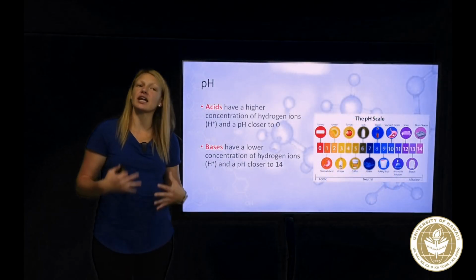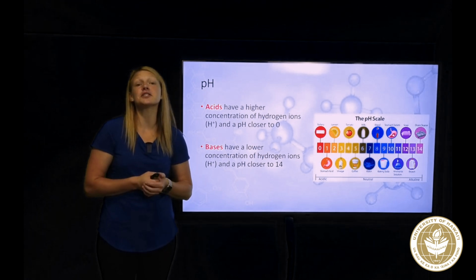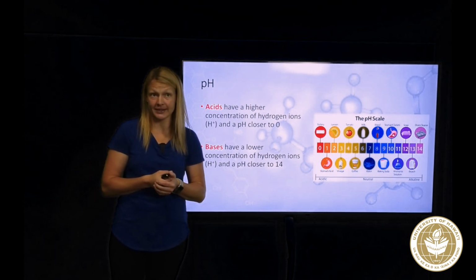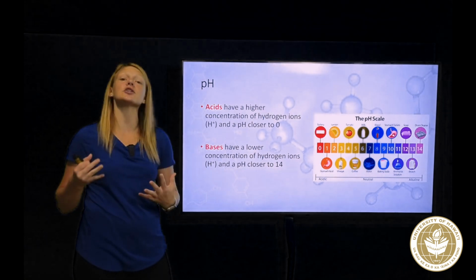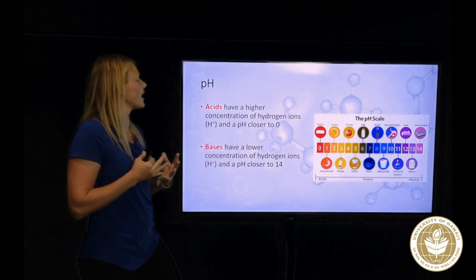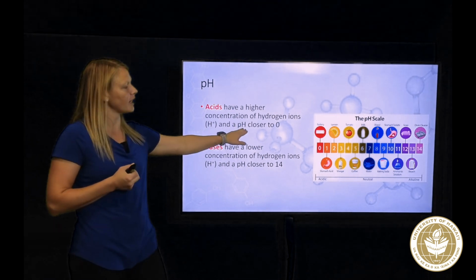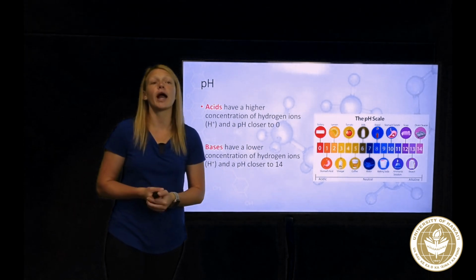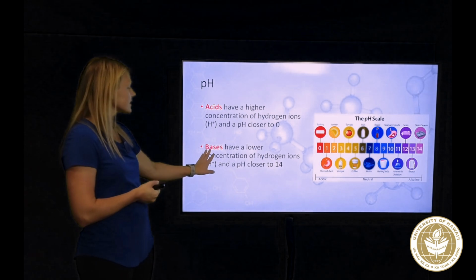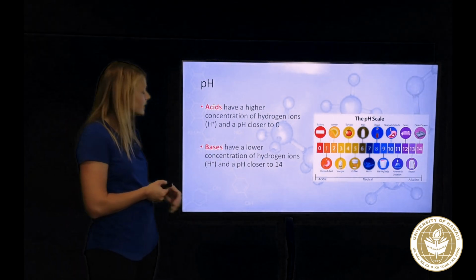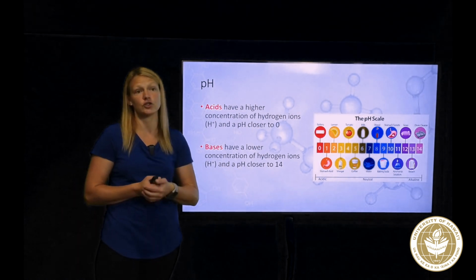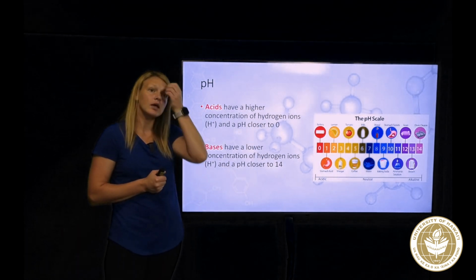Again, just to refresh that, the concentration of hydrogen ions in a solution determines its pH. Acids have a higher concentration of hydrogen ions than hydroxyl ions, and they have a pH closer to 0, whereas your bases have a lower concentration of hydrogen ions compared to hydroxyl ions. They have a pH closer to 14.